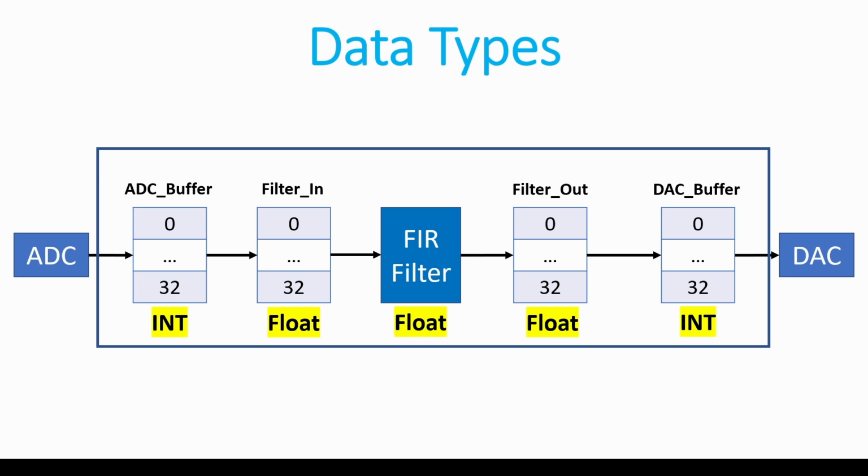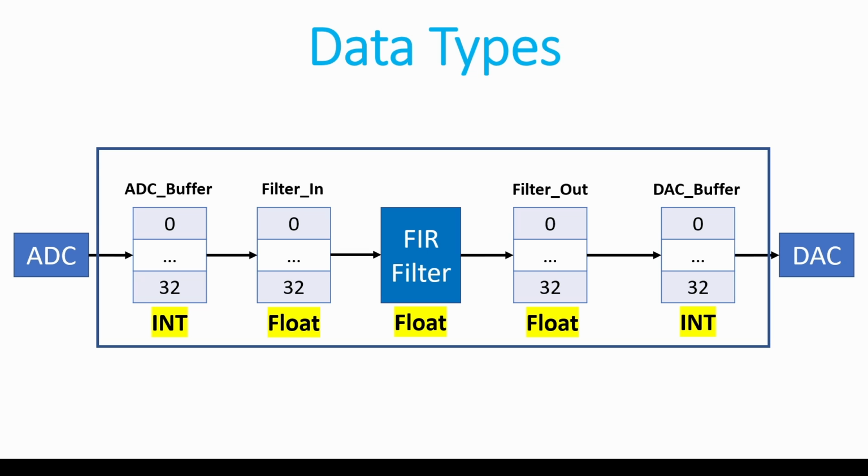Samples are automatically moved from the ADC to the ADC buffer via DMA, where they are stored in integer format. Then, they are cast to floats and stored in the filter in buffer. Next, they're passed to the FIR filter and stored in the filter out buffer. And finally, the samples are cast back to integers and stored in the DAC buffer, where eventually the DMA controller will send them back to the DAC.